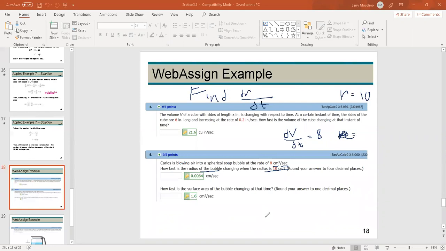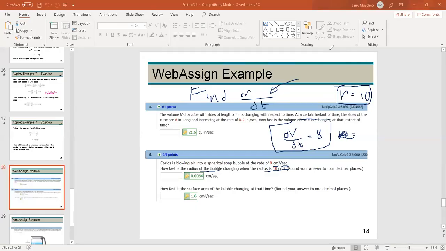All right, and by the way, it's very important to write down these quantities. dV dt equals 8 is given in the problem. r equals 10 is given in the problem. And the unknown is dr dt. All right, let's go ahead and think about the formula we need for this scenario.